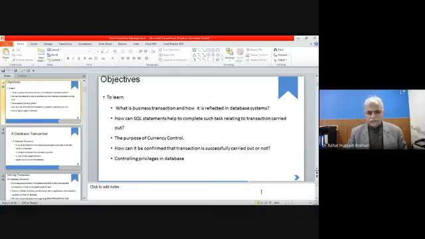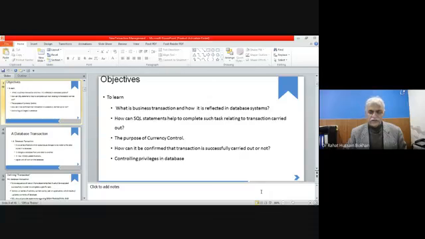What does a business transaction mean and how is it reflected in the database systems, whether our SQL statements help to complete such tasks, and whether the transactions carried out have changed the data or are still in waiting conditions while the data is accessed by another user. So there are some sort of problems that we have to see how they might be controlled.